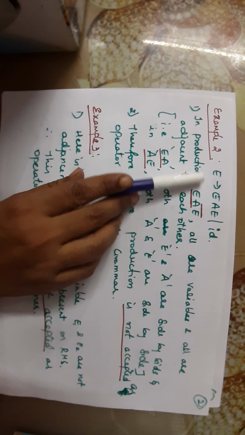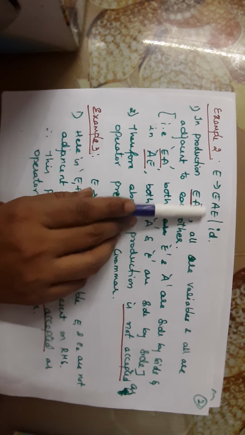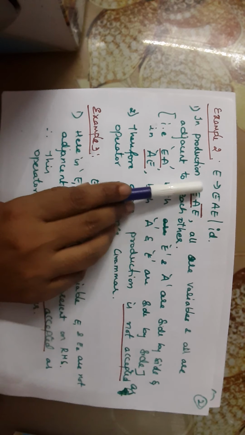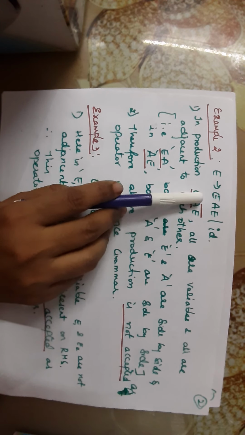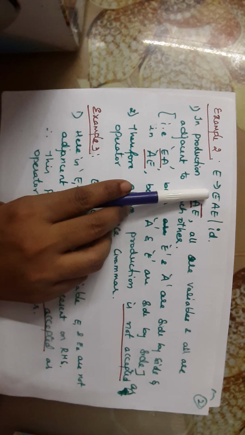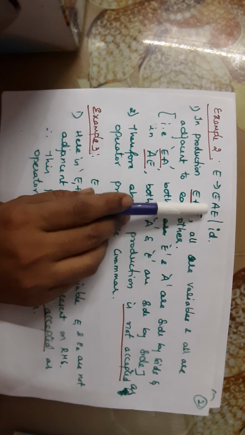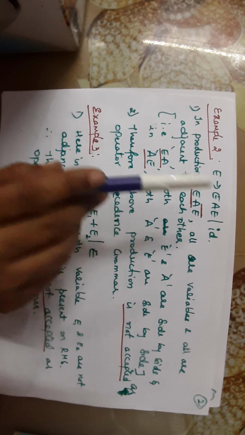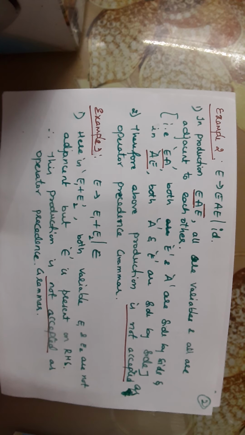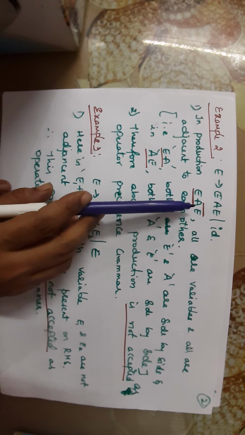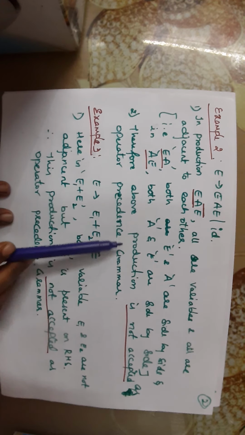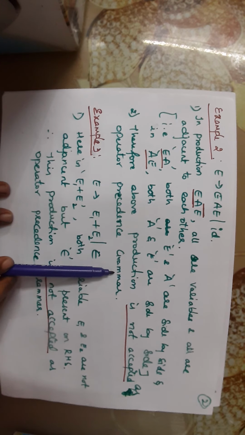Now this production says E produces E A E, or ID. Now there are three variables. If you consider the right side production, capital E and capital A, these two variables are adjacent to each other. Similarly, capital A and capital E are adjacent to each other. Since two variables are adjacent to each other, we say that this is not an operator precedence grammar. This type of production is not accepted as operator precedence grammar.